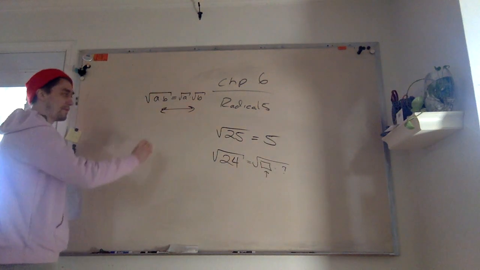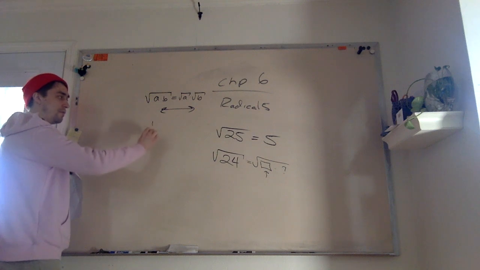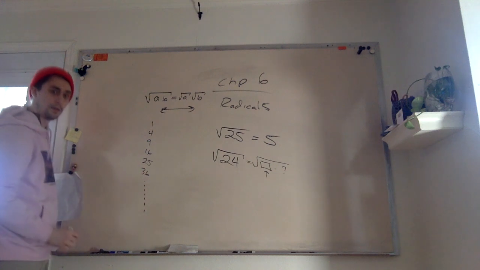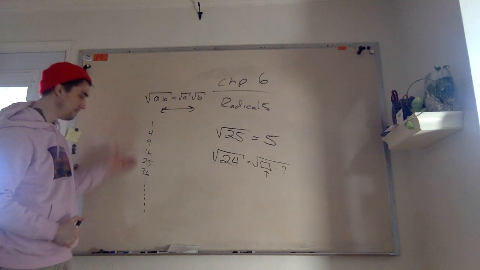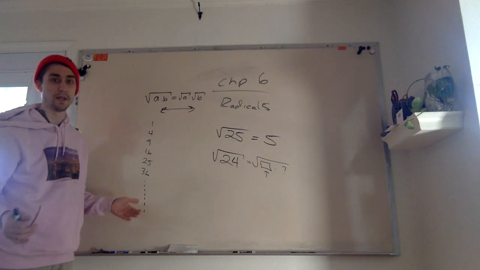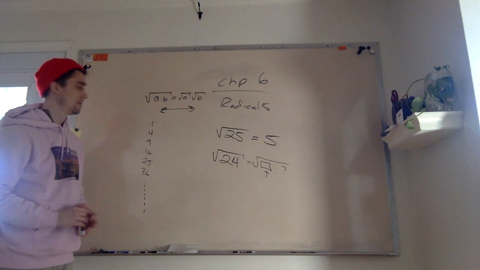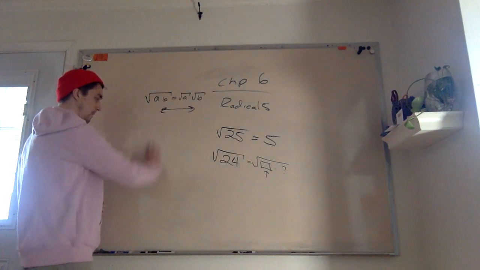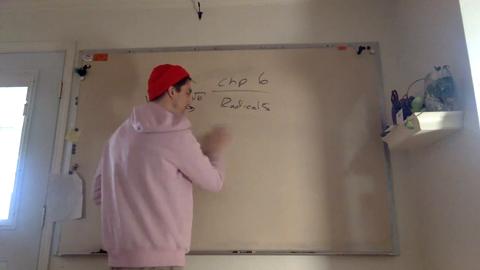So that's why it's nice to have the perfect square list: 1, 4, 9, 16, 25, 36. You know, have hopefully memorized the first 12, I would say the first 12, maybe the first 15 perfect squares. Is really nice.